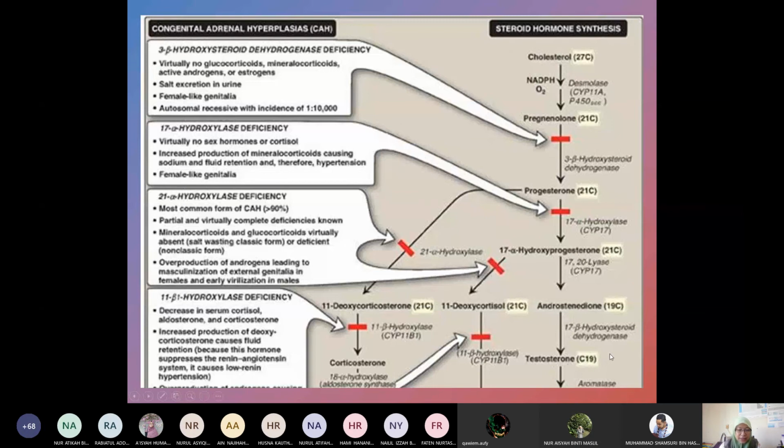Okay, so another enzyme defect is found in 11 beta hydroxylase deficiency. That enzyme only affects cortisol and the mineralocorticoids. It doesn't have any action in androgen production, right? So very clear here: decreased formation of serum cortisol and corticosterone, but increased production of 11-deoxycortisol if 21 hydroxylase is preserved normal. Because this hormone suppresses the renin angiotensin system, it causes low renin hypertension. Okay, this is special.